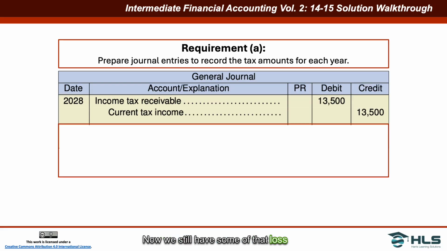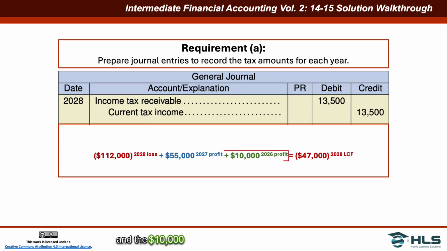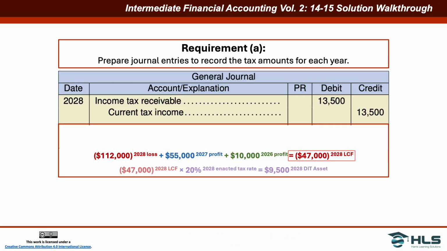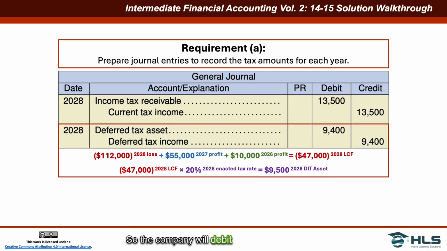Now we still have some of that loss left. So if we take the $112,000 loss in 2028, add back the $55,000 taxable profit from 2027 and the $10,000 2026 profit, these are the carryback amounts that we applied against the 2028 loss. This leaves us with a $47,000 remaining loss carry forward to future years. So if we take that $47,000 2028 loss carry forward and multiply that by the 20% enacted tax rate for 2028, this gives us a $9,500 deferred income tax asset for the year. So the company will debit deferred tax asset for $9,400 and credit deferred tax income for $9,400.